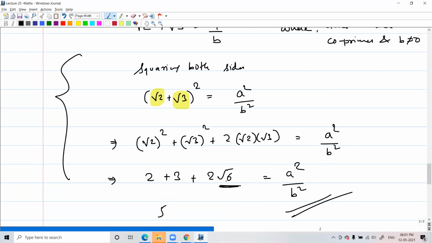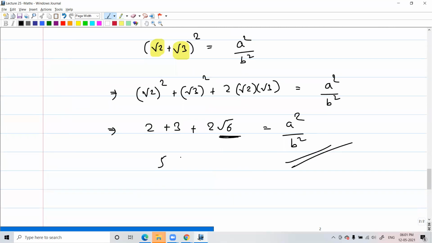Yes, sir. That is what I'm also getting, sir. Root 6 equals rational numbers: a square by 2b square minus 5 by 2. Yeah, that is what we want. We want a contradiction. Yes, sir.